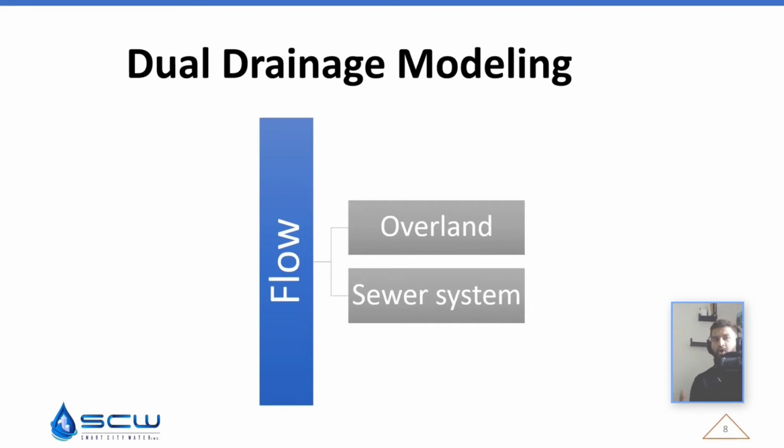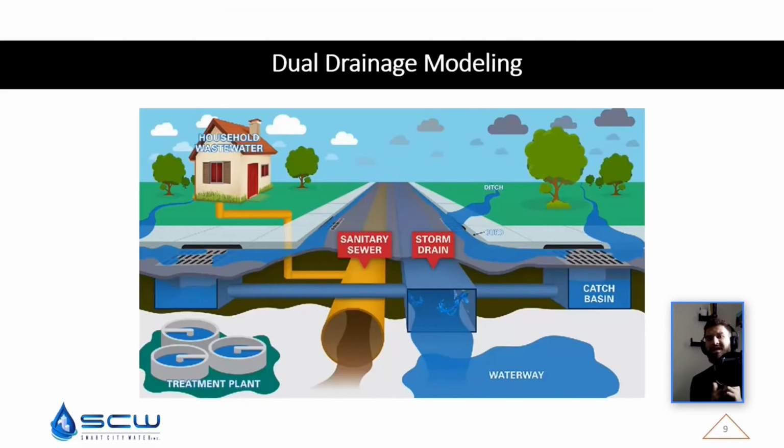So now, when we connect these two together, because when we have rainfall, when we have overland flow, that overland flow is going to be connected to the underground system. When we connect these two flows together, the flow of overland and the flow of the sewer system, then this is called dual drainage modeling.